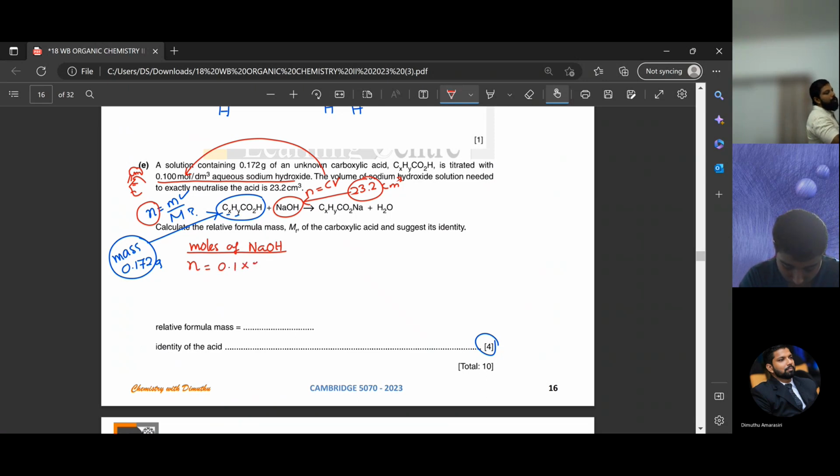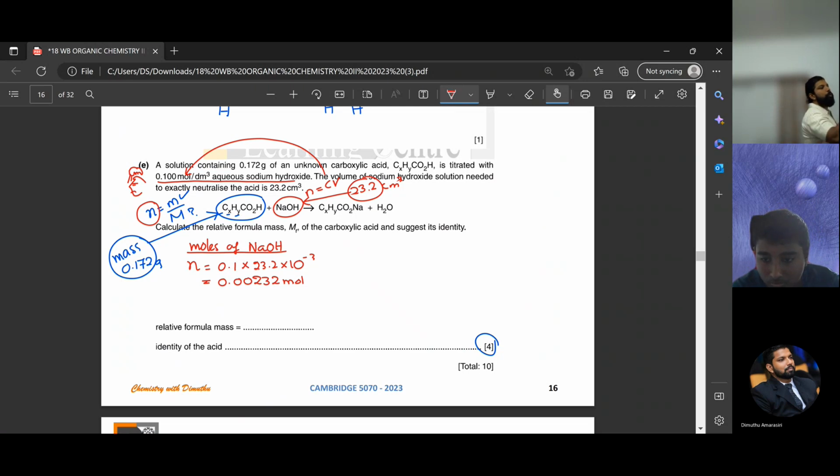0.1 into 23.2 into 10 to the power minus 3. n equals CV, so you get 0.00232. Am I correct?